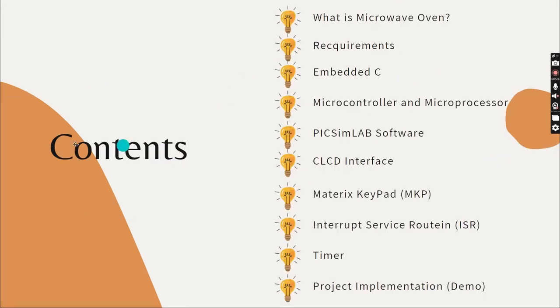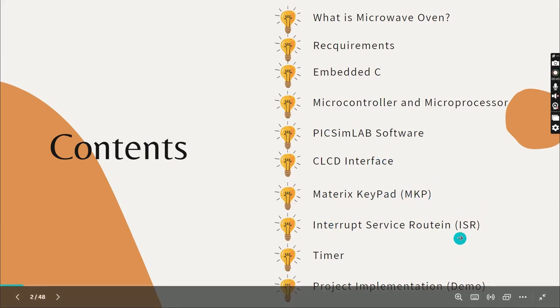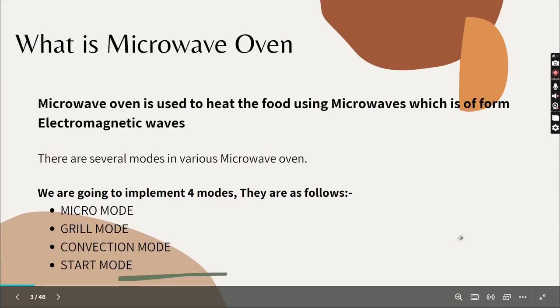So these are the contents which we are going to discuss: what is a microwave oven, what are the requirements of this project, what is embedded C language, what are microcontrollers and microprocessors, PIC Sim Lab software and CLCD interface, matrix keypad which is going to be used as buttons, interrupts and then ISR, timer, and last we are going to show the project demo.